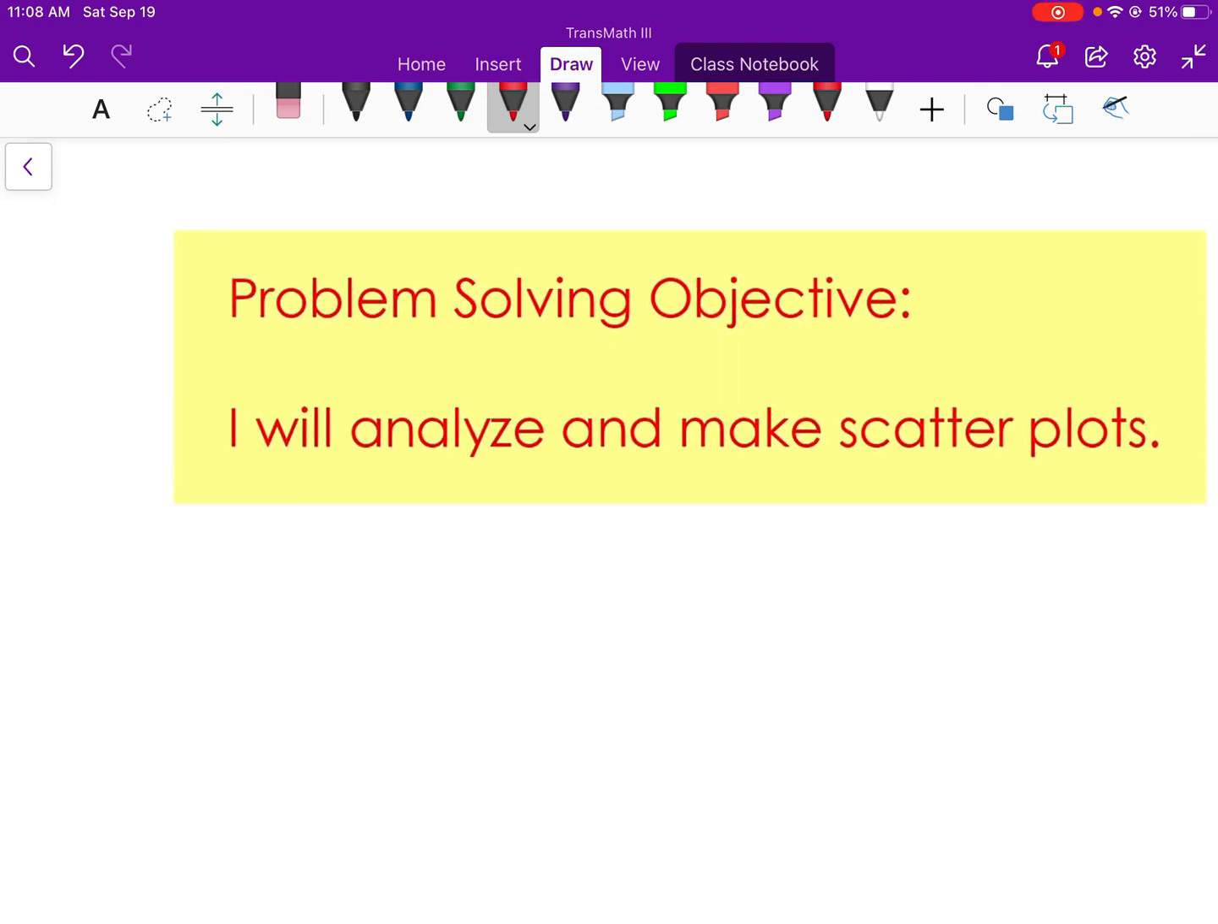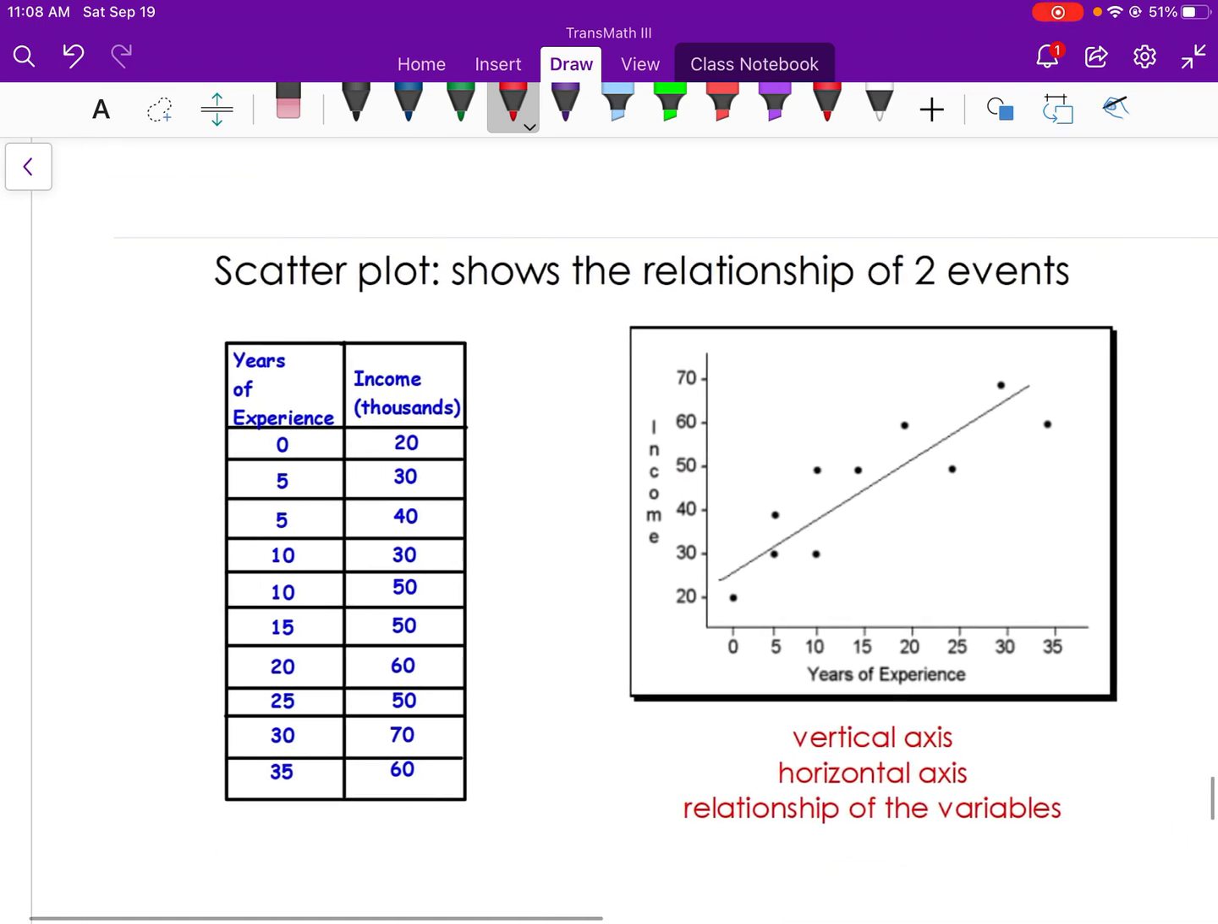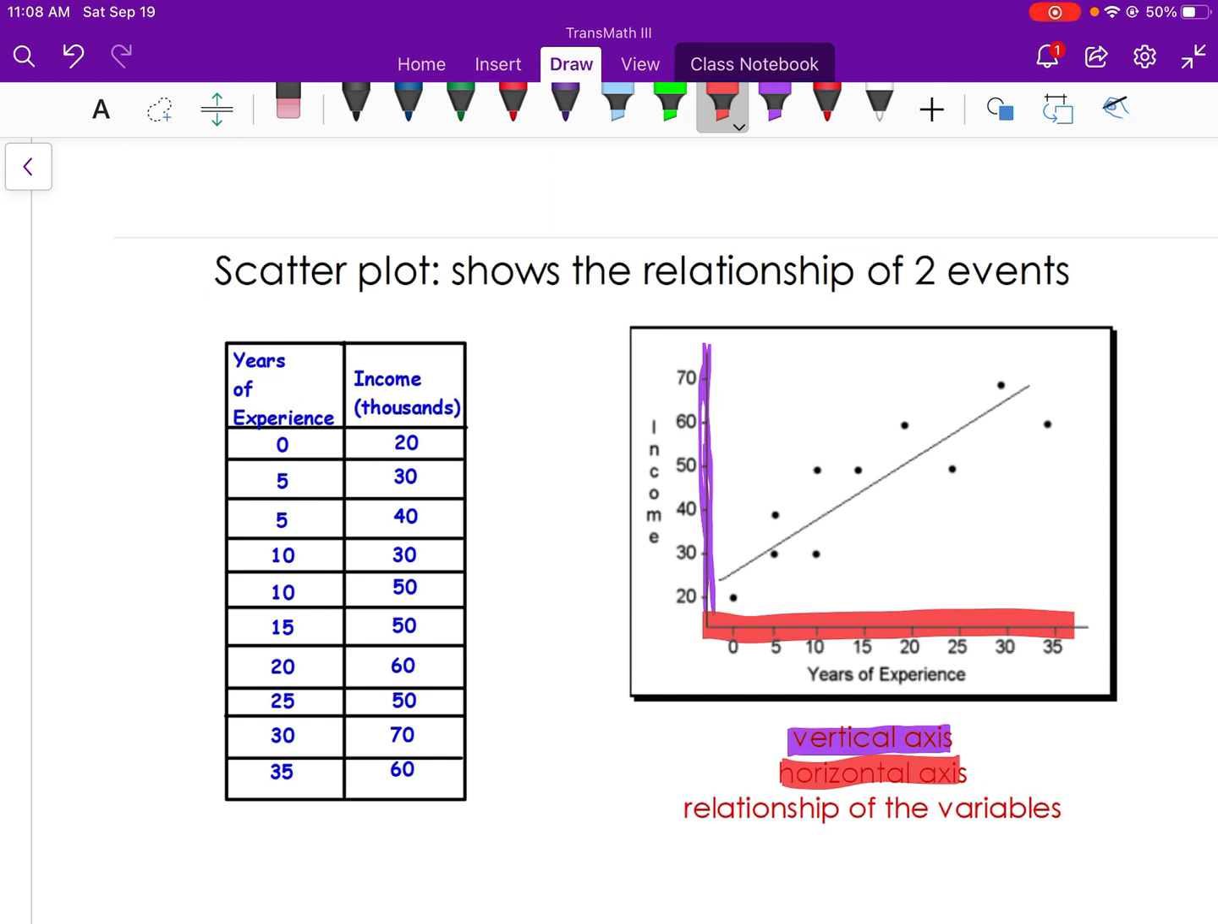Now, 4, problem solving activity. We were going to analyze and make scatter plots. So a scatter plot is where we have a bunch of points plotted. Now we have vertical and horizontal axes. Vertical is up and down, horizontal is left to right.